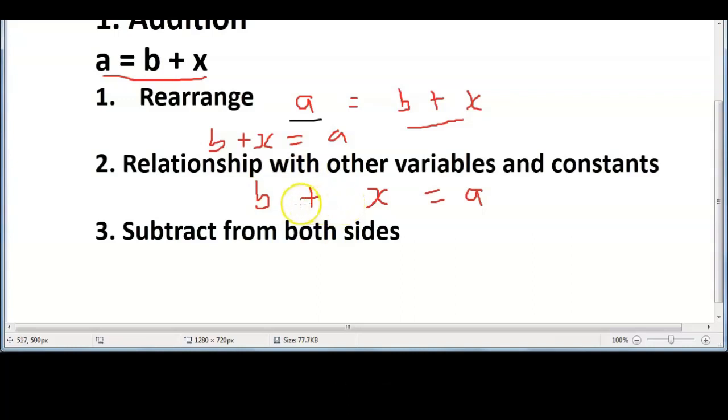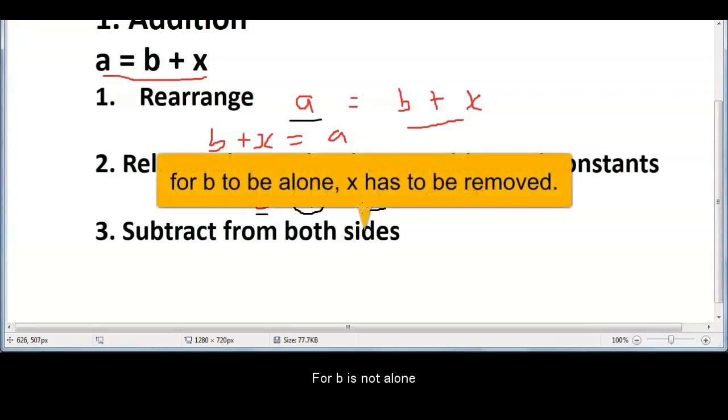Is B alone in this case? No. It is together with a variable X. B is not alone on this side of the equation. What is the relation between B and X? The relationship between B and X is addition. There's an addition operation between B and X. So B is not alone.